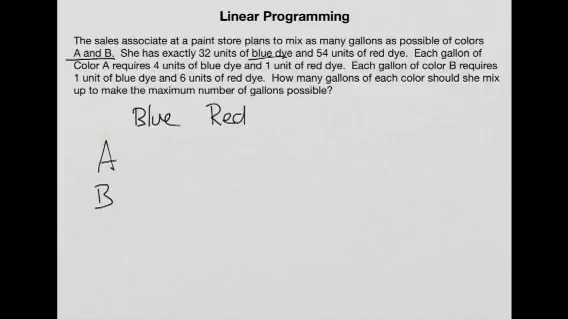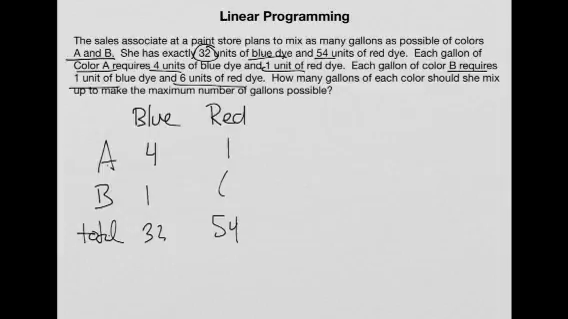They have to cross-reference. As we look, we have 32 units of blue. So blue has to come down to, we have 32. So I'm going to make down here a total column. And red, I have 54 units. So now again, we're looking at color A. We're going to go 4 units of blue. So for A, I need 4 blue and 1 unit of red. For B, I need 1 blue and 6 red.